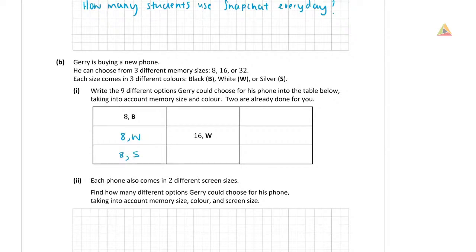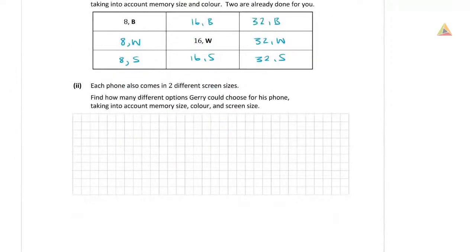So we'll look at the 16s now. So 16 with a black colour, 16 memory with a white colour, or a 16 memory with a silver colour. Now finally, we could have a 32 memory with a black colour, a 32 memory with a white colour, or a 32 memory with a silver colour. So that's all of the different options. Now, each phone also comes in 2 different screen sizes. Find out how many options Jerry could choose from his phone, taking into account memory, size, colour and screen size.